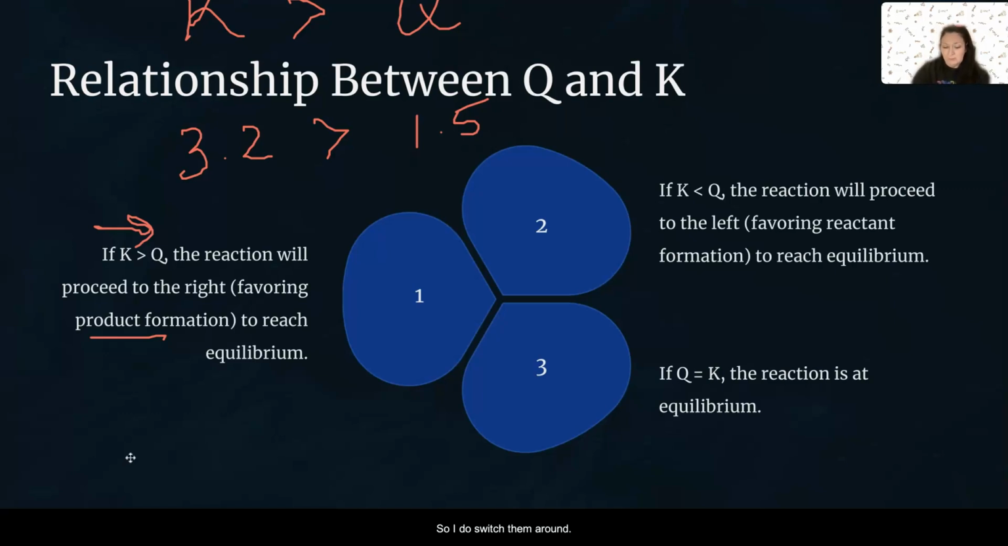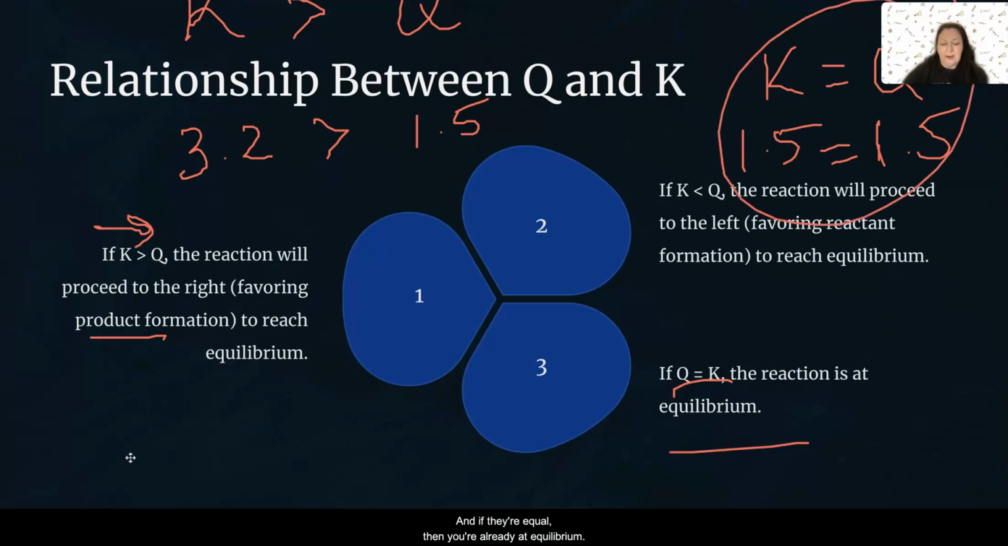So I do switch them around. Even on this one, I would have it automatically switched around. So if I have K and Q and they're both 1.5, they're equal to each other, because when you're going into it, you don't know. And if they're equal, then you're already at equilibrium.